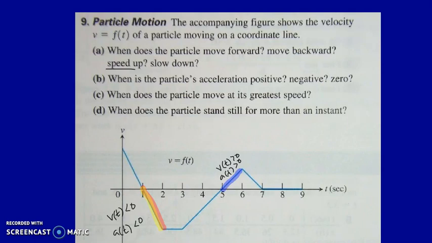Now let's look at where the particle slows down. So acceleration and velocity need to have different signs for the particle to be slowing down. And if you look at the first part, from 0 to 1, the first interval, my velocity is positive, yet the slope of velocity is negative, so acceleration is negative. So we know that the particle is slowing down in the interval from 0 to 1. Let me erase the other stuff.